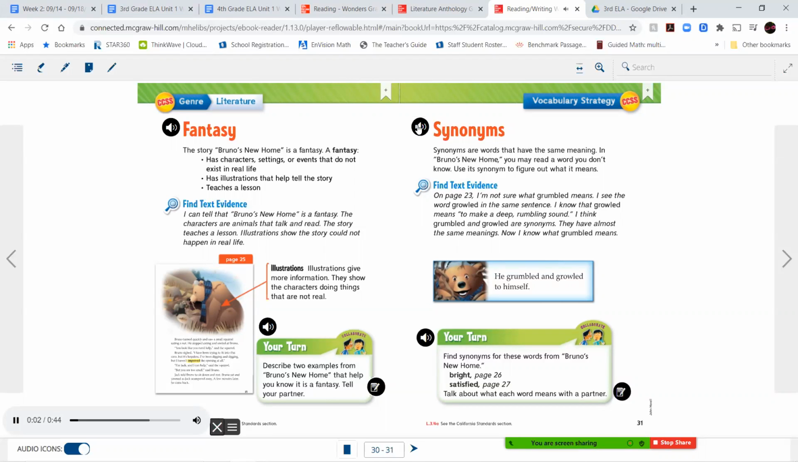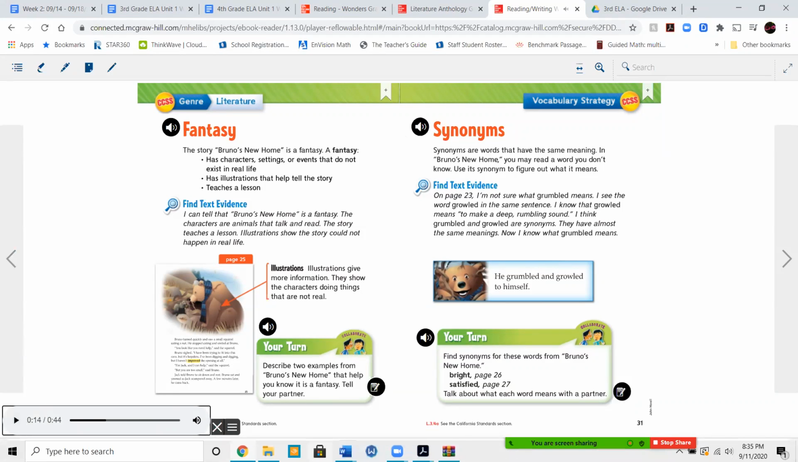Synonyms. Synonyms are words that have the same meaning. In Bruno's New Home, you may read a word you don't know. Use its synonym to figure out what it means. So this is our vocabulary strategy. This is what we're going to use when we're trying to figure out what the vocabulary we're reading is telling us.